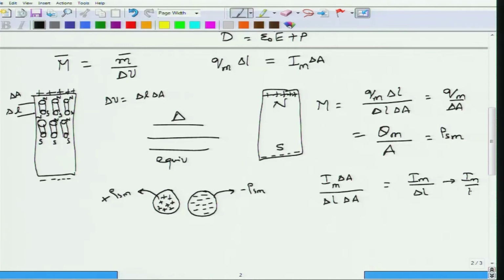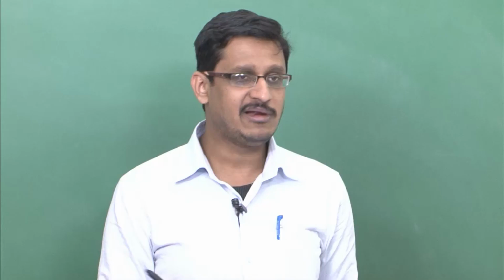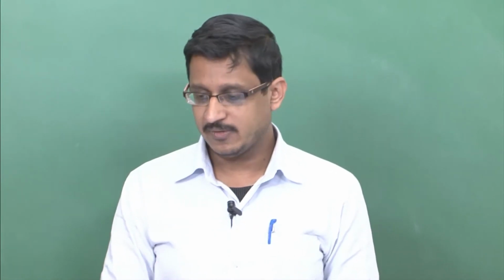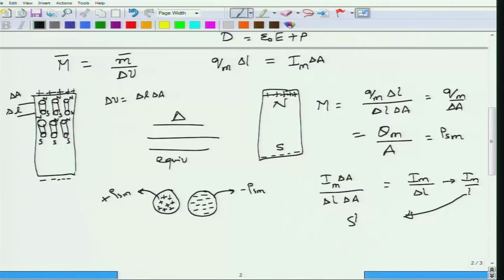And what is this Im by L? What are the units of Im by L? The units of Im by L is current per meter, and this is precisely the sheet current that we talked about. Okay. So, the sheet current, measured in ampere per meter, is another equivalent way of looking at the magnetic material. So, where does this come from?